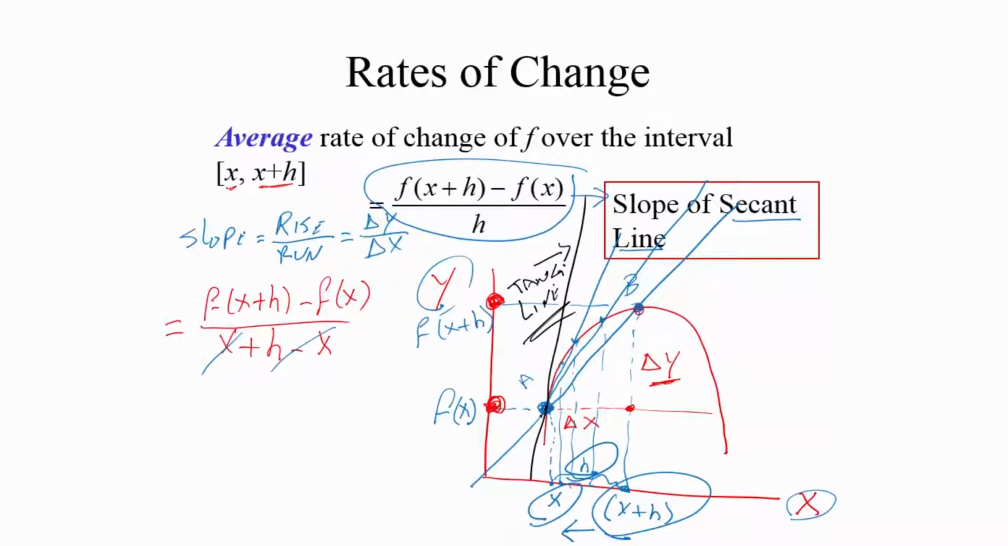So as h is getting smaller or driven to 0, the secant line would become a tangent line. And the slope of a secant line would become the slope of a tangent line. Right? And that's what you call the instantaneous rate of change.